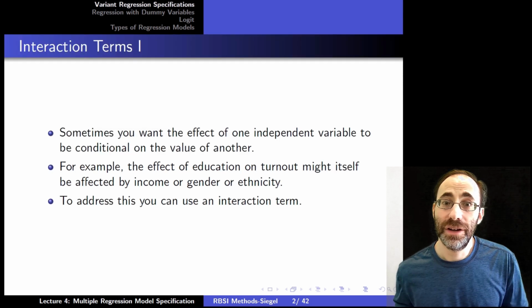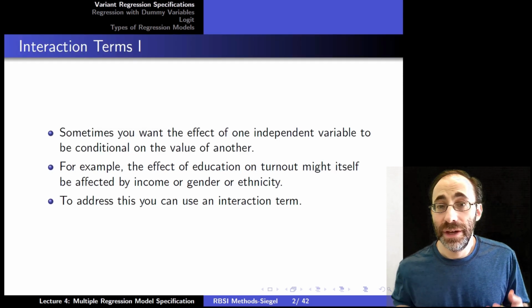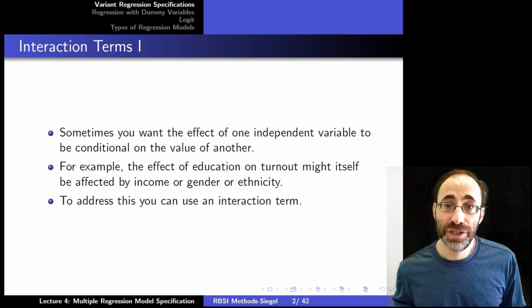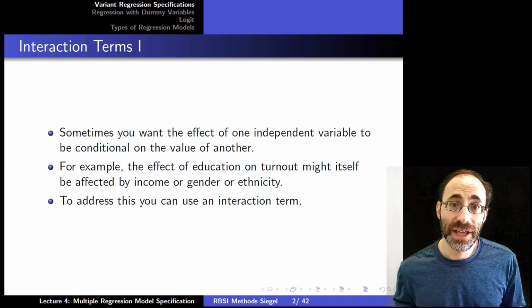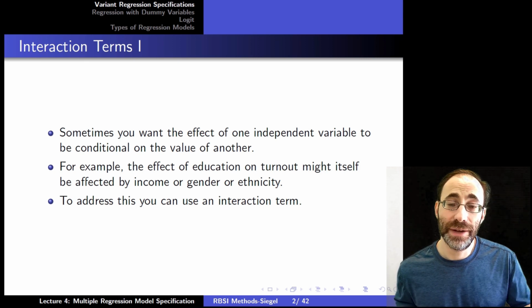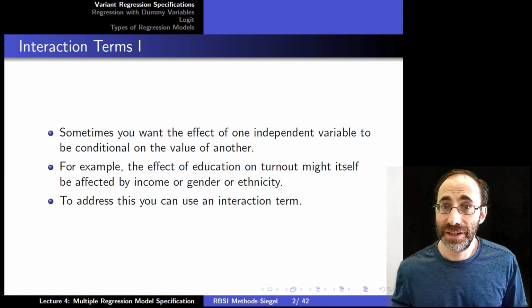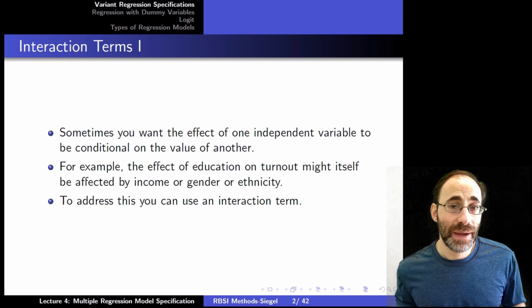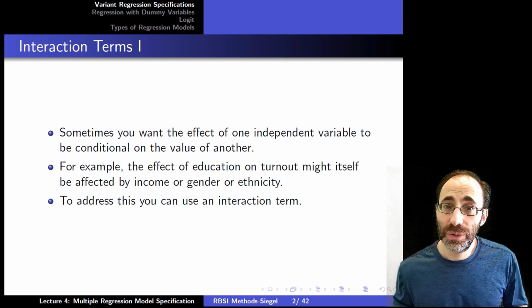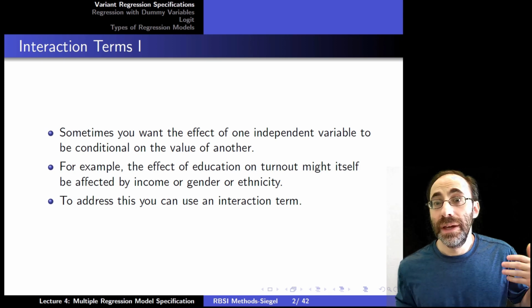The first version we're going to talk about here is the interaction term. You use interaction terms when you have situations in which you believe, for whatever reasons, that the effect of some variable x1 on y is itself affected by another independent variable x2. We say sometimes instead that x2 conditions the effect of x1 on y.